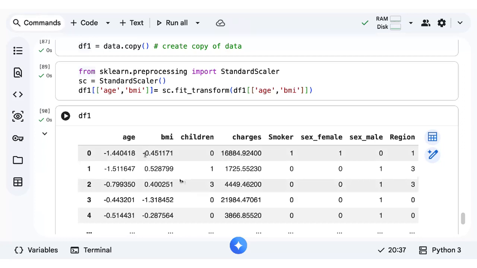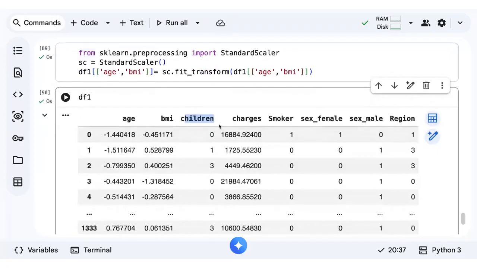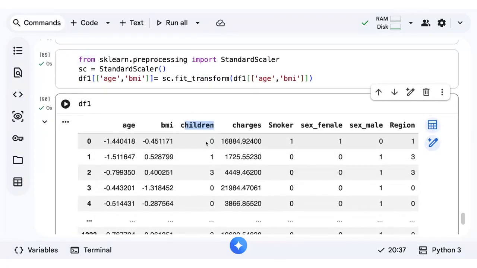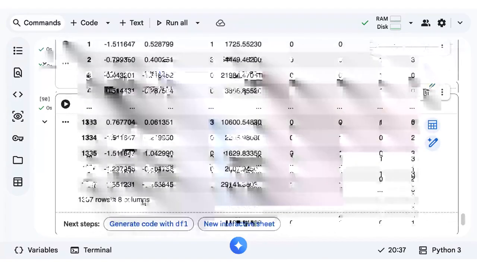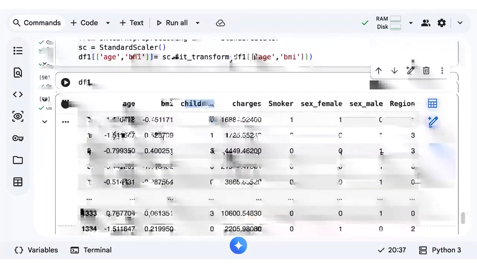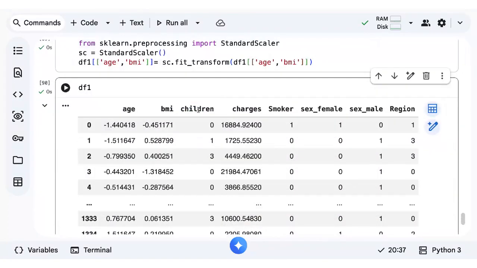Can you try for children? Not really required. Not much variation you have in children. It's anyhow nearby, no? Okay, sure, you can skip for children. For discrete columns, it's not required. Only when you have huge variation, continuous columns, go for such columns. See, even in our region, we have 0, 1, 2, 3. Children also, 1 to 6, something like that, that's it.